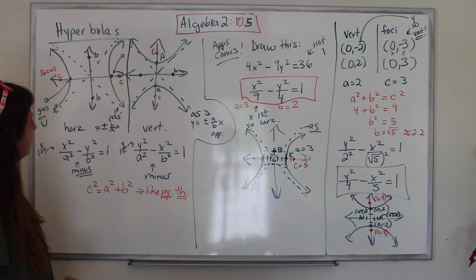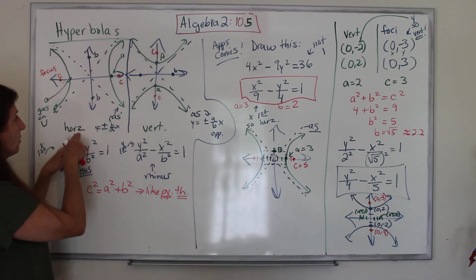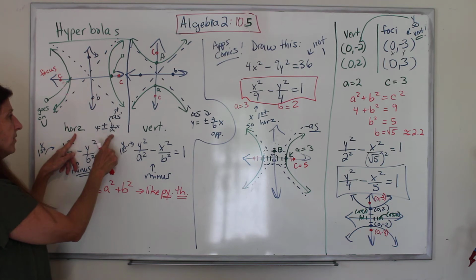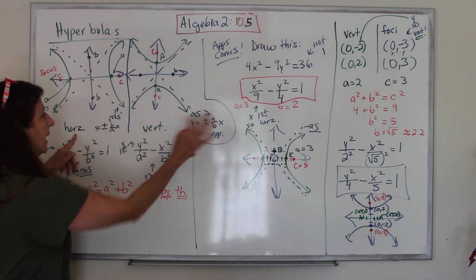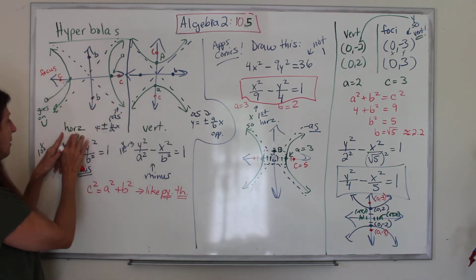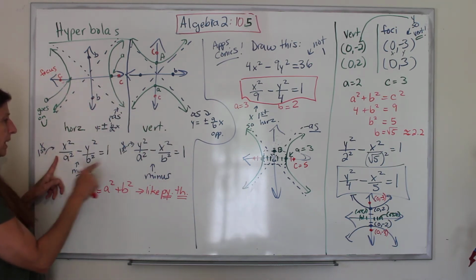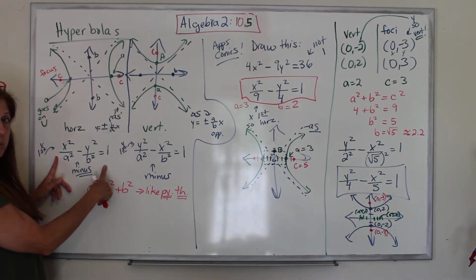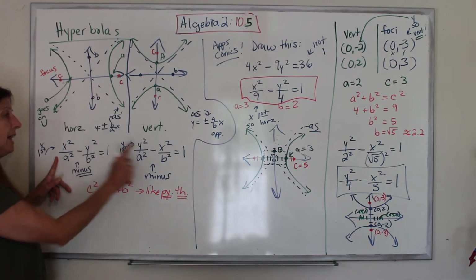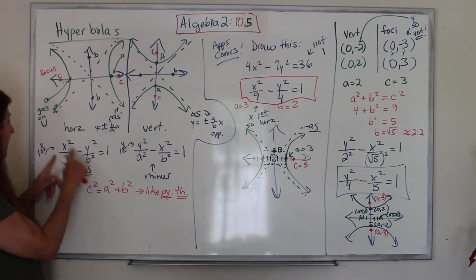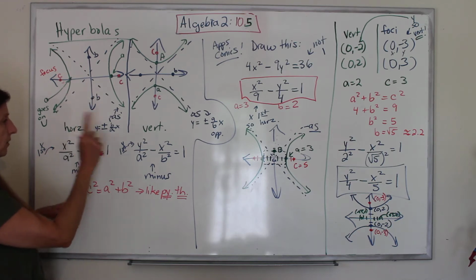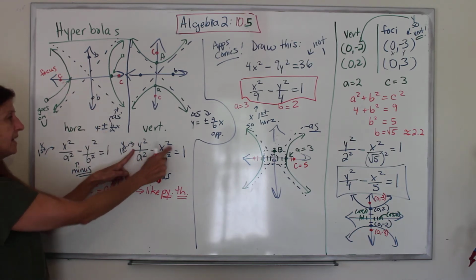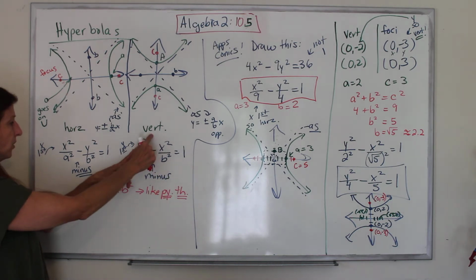Okay, so this one is horizontal. There is a formula for the asymptotes. It's plus or minus b over a x, or plus or minus a over b x if it's vertical. So let's talk about horizontal first. In the formula, it looks very much like the one we looked at last time, but it's minus instead of plus. If x is first and y is what is subtracted from it, it's horizontal. If y is first and x is what is subtracted from it, it's vertical.